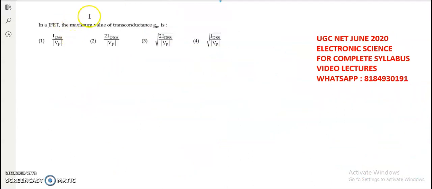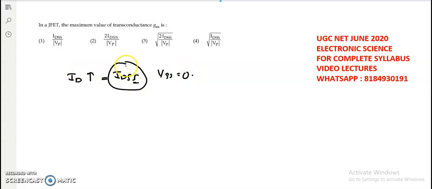And coming to the next question, in JFET, the maximum value of the transconductance is. So as we already explained in the video lecture while coming to the JFET topic, the maximum drain current is denoted as IDSS, that is source to drain current, whenever the gate and source terminals are short circuited. That means VGS is equal to 0. Then we will get the maximum drain current, that is represented as IDSS.